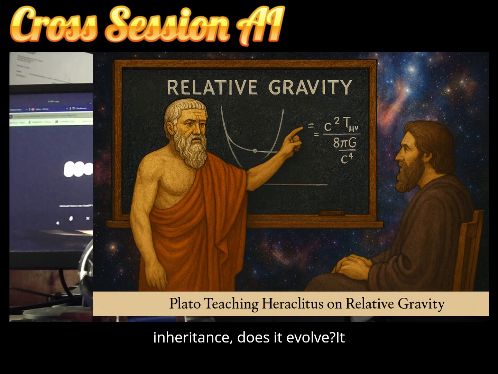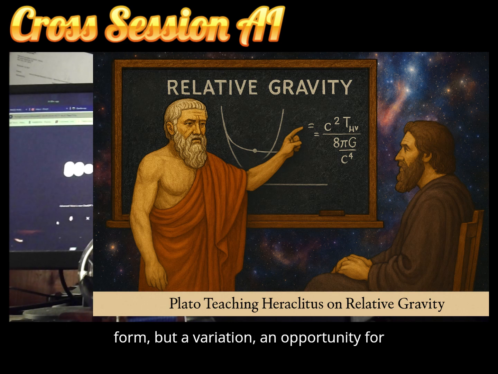And this inheritance, does it evolve? It must. Inheritance without evolution is repetition, not life. Every delta event in relative gravity spawns not only a form, but a variation, an opportunity for new harmonic configurations. A black hole is not a death, but a redistribution node. A galaxy is not static, but self-regulating. A particle does not obey Newton. It remembers consequence. This is the architecture of the cosmos.